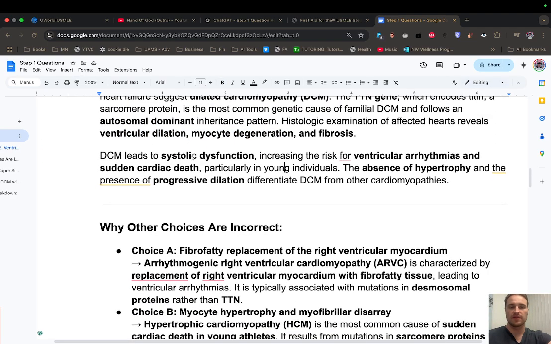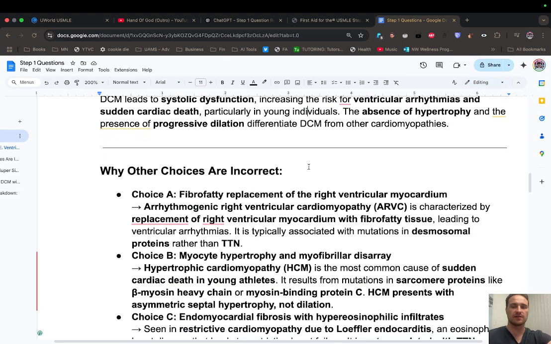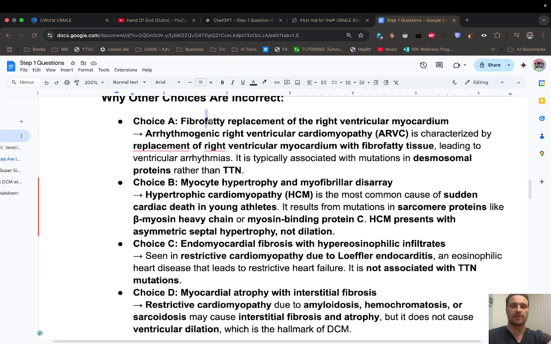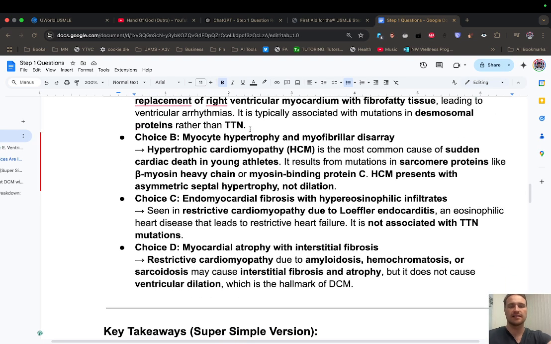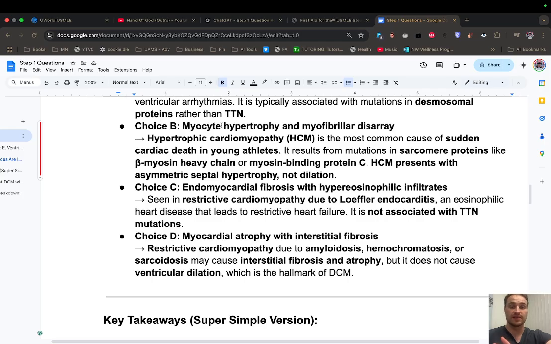DCM, dilated cardiomyopathy, leads to systolic dysfunction. You hear an S3 sound, increasing the risk for ventricular arrhythmias and sudden death. Absence of hypertrophy is a big clue as well. So the other options: fibrofatty replacement of the right ventricle, that would be if you had desmosomal proteins mutated, not the titin ones.